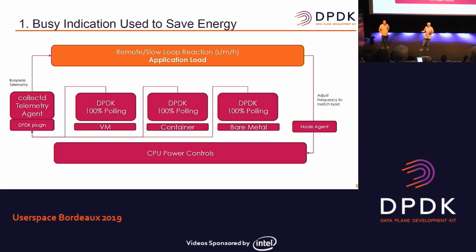So what we've done, as a kind of proof of concept, is add an algorithm into L3 Forward Power, and that algorithm sends information to the telemetry library.